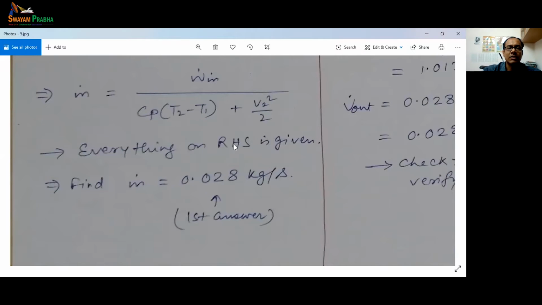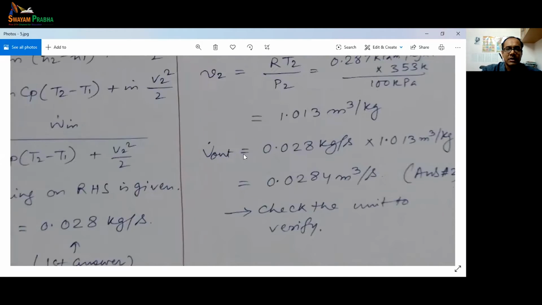Everything on the right hand side of this equation is given. The electrical work, the Cp you have looked up, the inlet and outlet temperatures are given, even the outlet velocity is given. You can do the calculation and find the mass flow rate of air, which is 0.028 kg per second. That's the first answer we were looking for, and we got it.